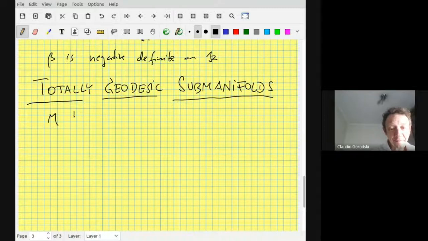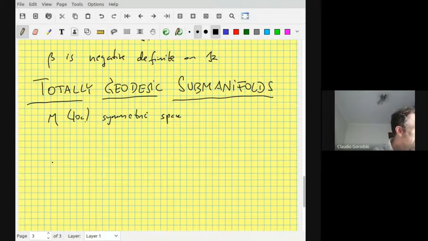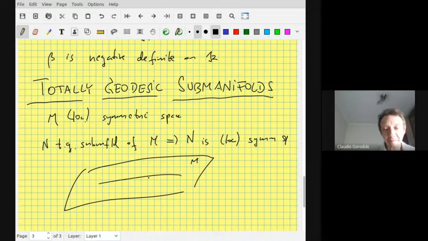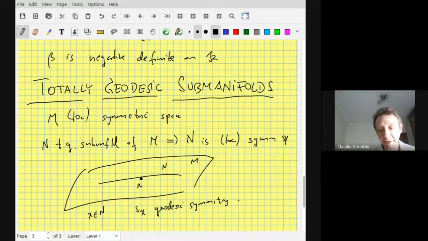Well, if M is a locally or globally symmetric space, and N is a totally geodesic submanifold of M, then N is also a symmetric space. This is obvious, right? Because if you take a point x in the submanifold and take the geodesic symmetry of M at x, it's an isometry of M.